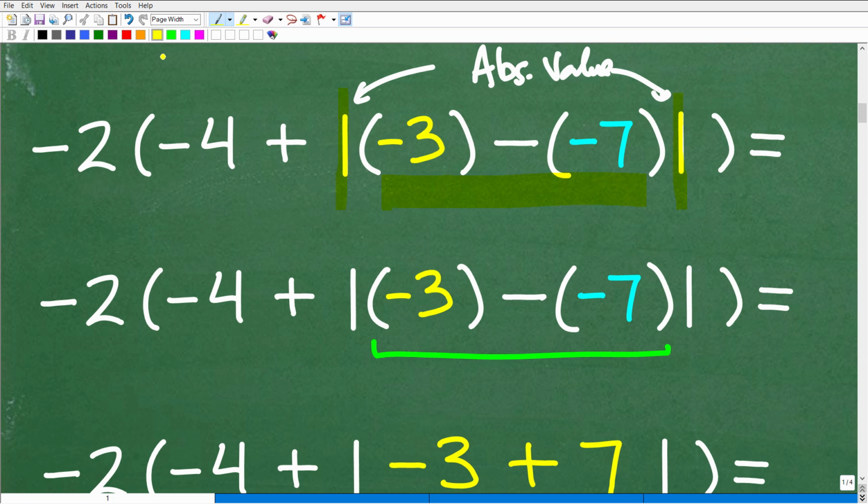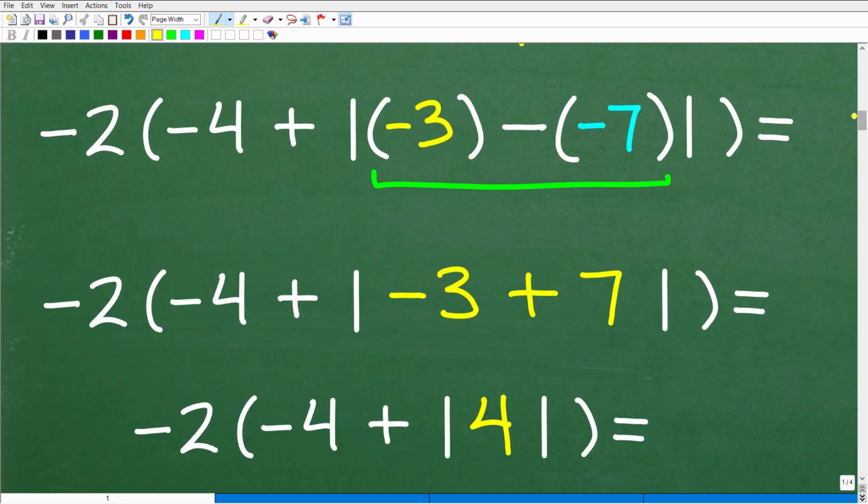It's about your understanding of all the little relevant pieces that are involved in this problem, things that you could see. All right, so we got absolute value going on here. So we need to simplify what's inside of this. So let's get back to that right now.